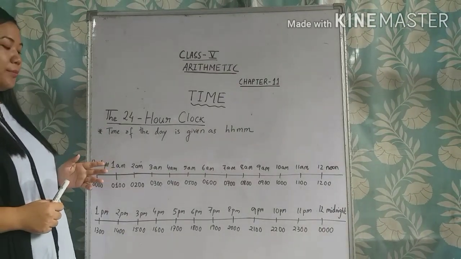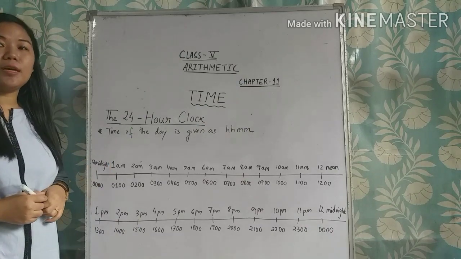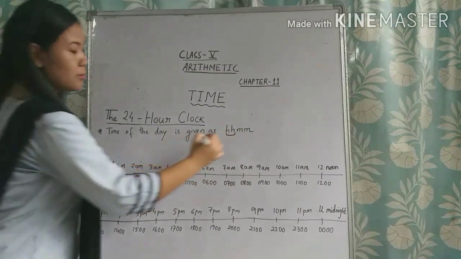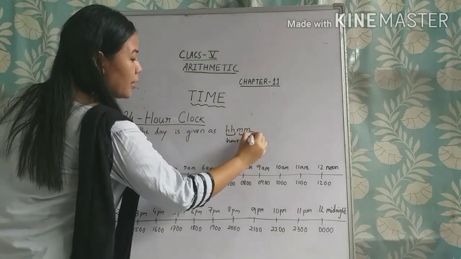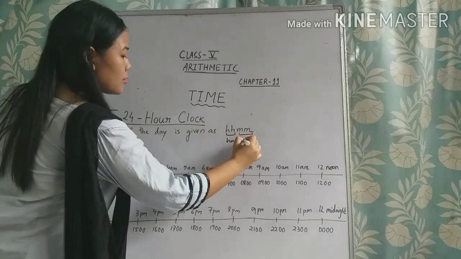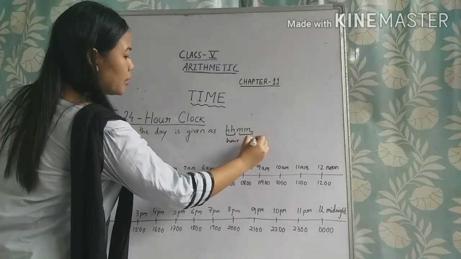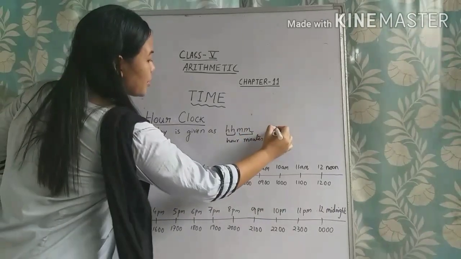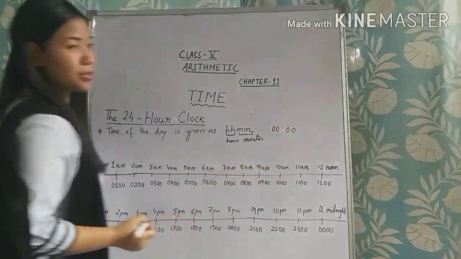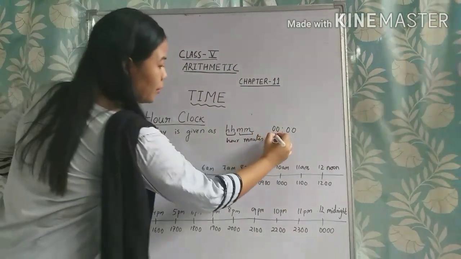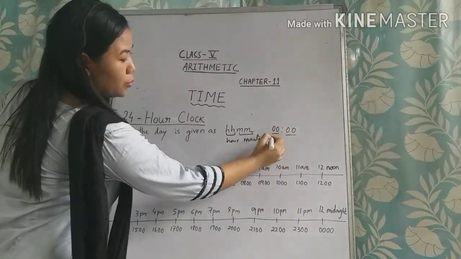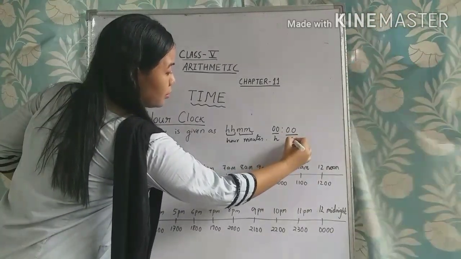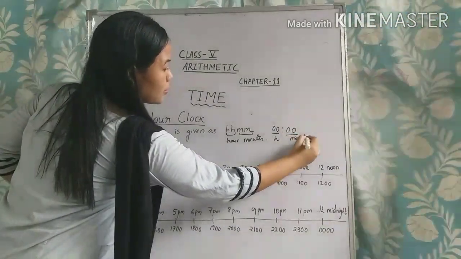Now let us understand the 24-hour clock. In this system, the time of the day is given as HH and MM. HH represents the hour and MM represents minutes. Usually it is represented with a 4-digit number, where the first two digits are the hour and the second two are the minutes.